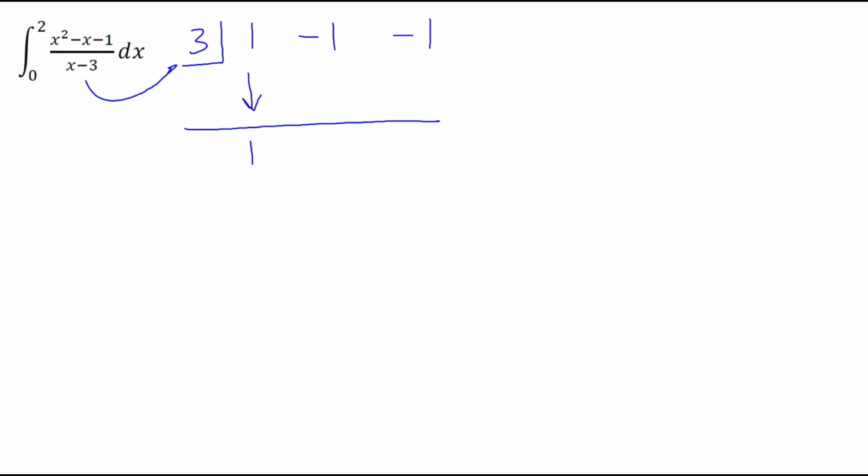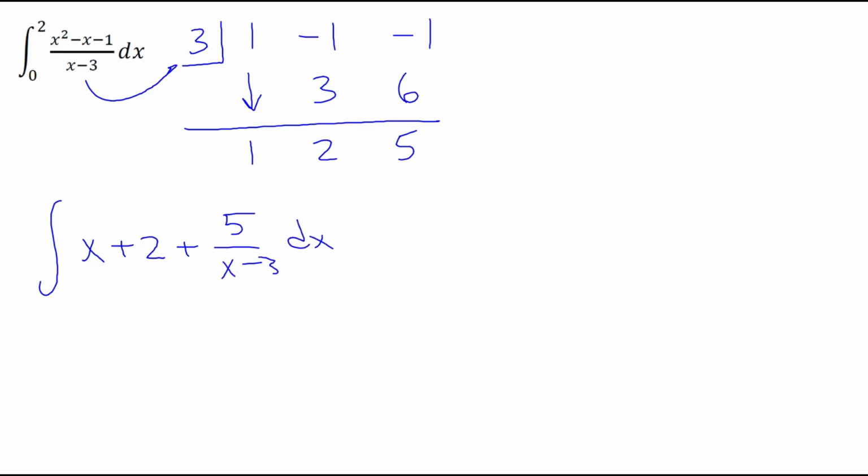Bring down the 1. Multiply by the 3 in the box. Add in the same column to give us 2. Multiply by the 3 in the box and add again. Giving us now an integral of x plus 2 plus 5 over x minus 3 dx, right? We started at x squared, so these drop down to x, the constant, and then the term divided by the remainder divided by our original denominator.